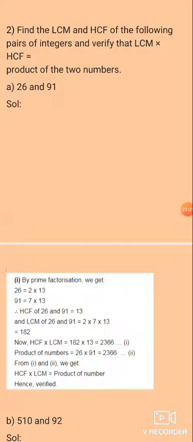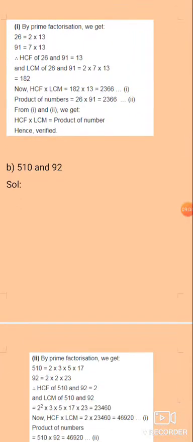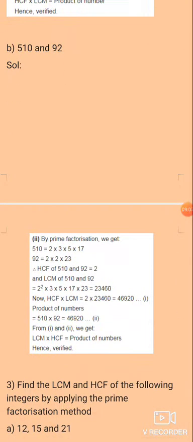Okay. Now the second example also we can check: 510 and 92. Now listen carefully. First, the prime factors of 510. The prime factors of 510 are 2 into 3 into 5 into 17. That is, 2 into 5 is 10. Now 17 into 3 is 51. The product becomes 510. So the prime factors of 510 are 2 into 3 into 5 into 17. Now 92. The prime factors of 92 are 2 into 2 into 23.